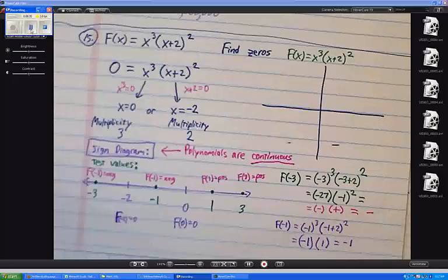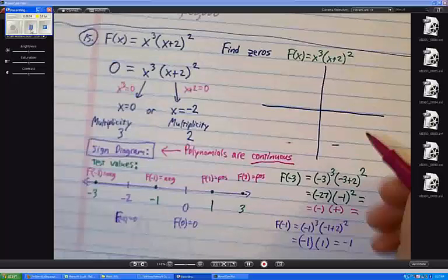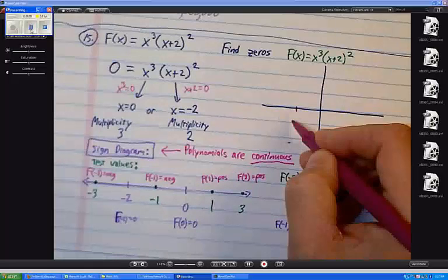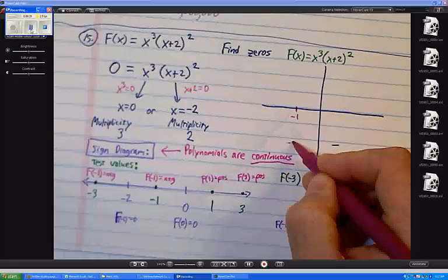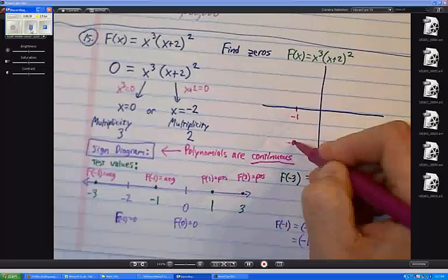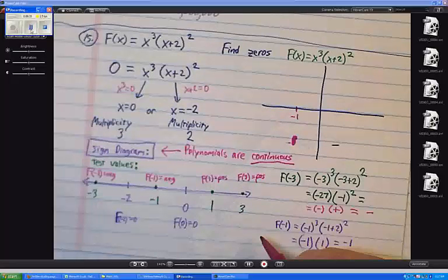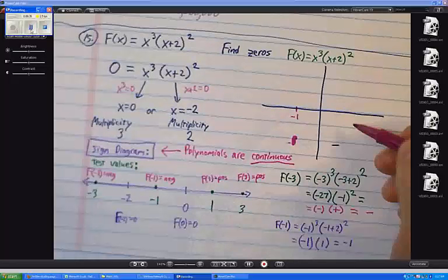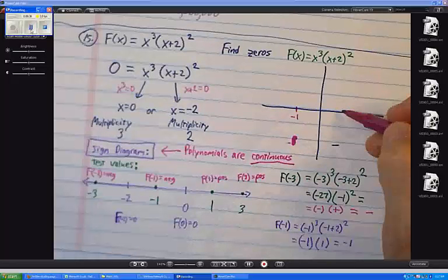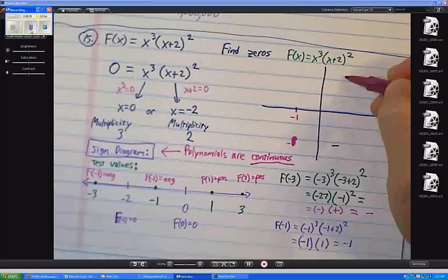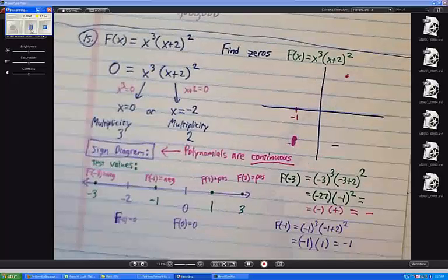Which means, hey guys, look at this. Suppose somewhere over here, like at negative 1, I'm negative something. And suppose somewhere over here, like at 1, I'm positive. Well, guess what's going to happen somewhere between negative 1, somewhere where I'm negative, and somewhere where I'm positive? You've got to cross the axis, right?